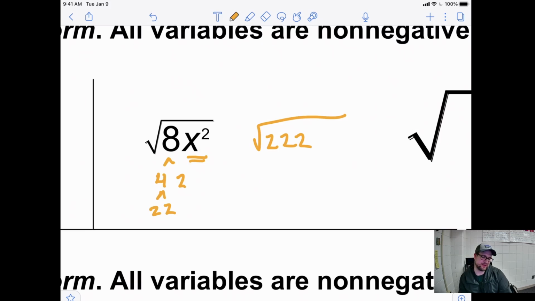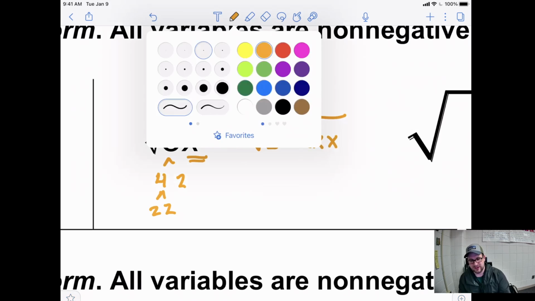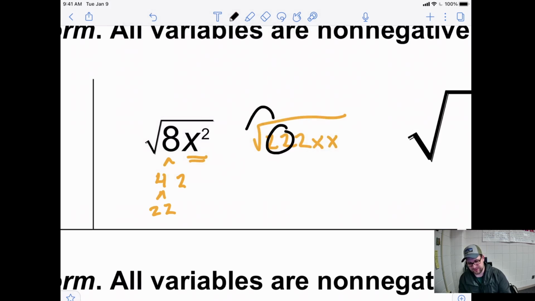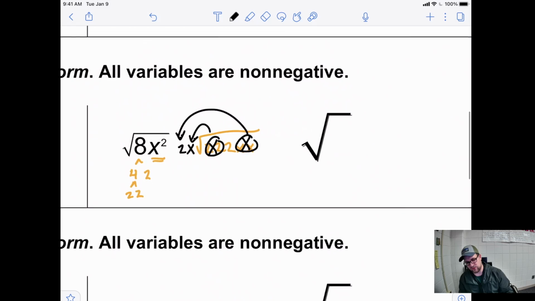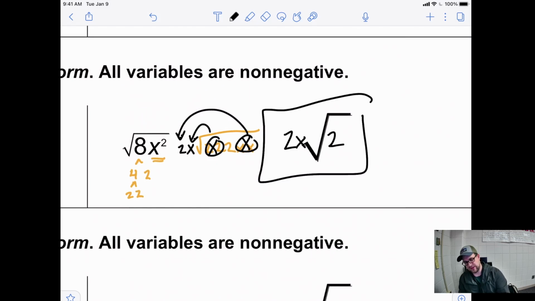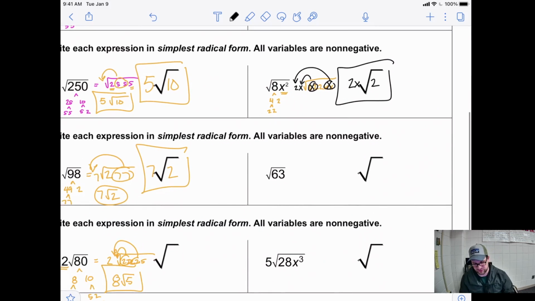Now when we get to the variable, x squared just means that you have x times x. So coming on over, let's circle up some 2s, pull one out, pull out an x. So we're going to have a 2 and an x on the outside. These are both gone. We're left with a 2 on the inside. So we get 2x square roots of 2 as our final answer. That's how we treat variables. If you had x to the 7th, you write out 7 x's and use the same trick.